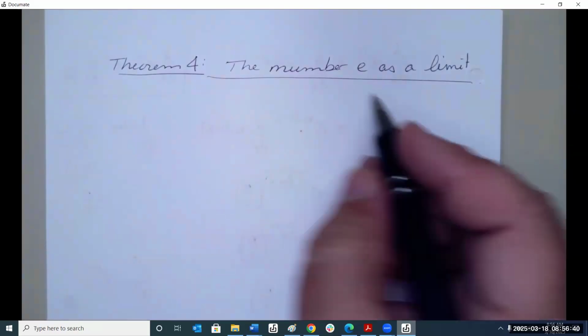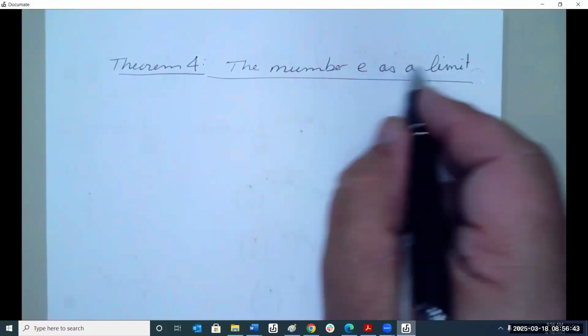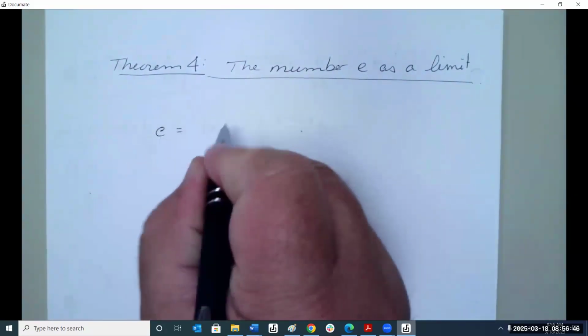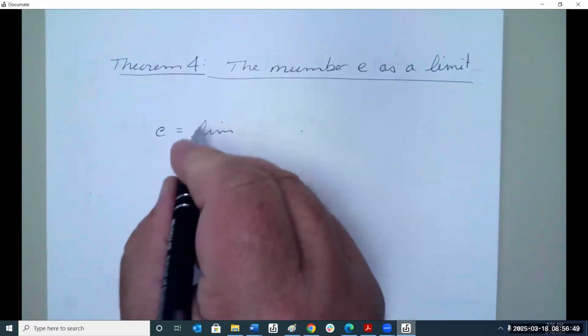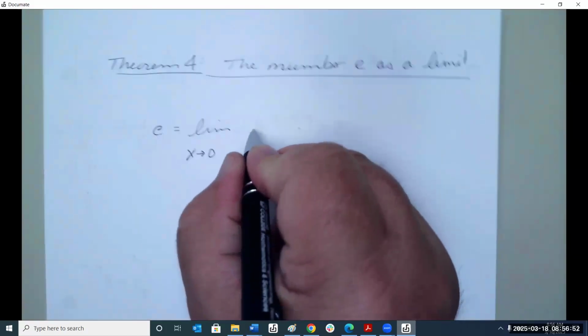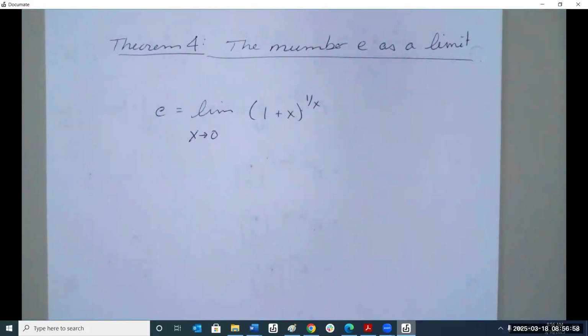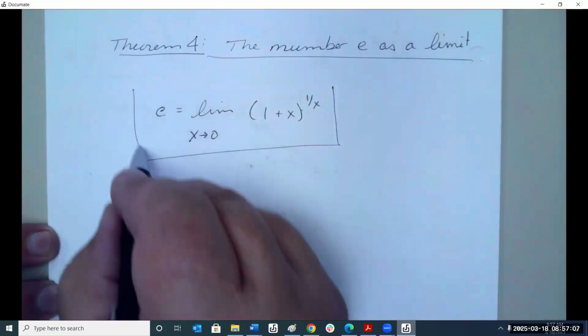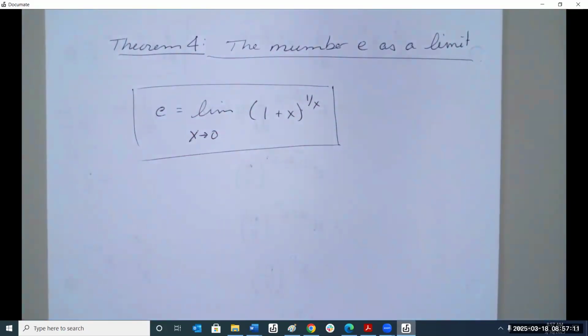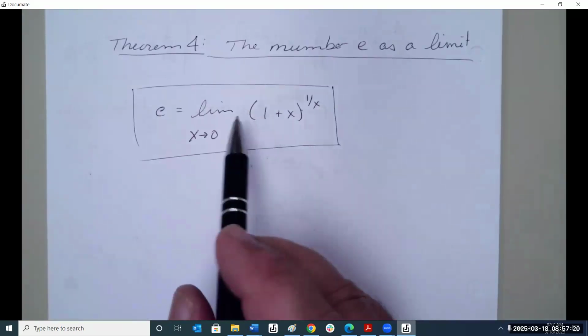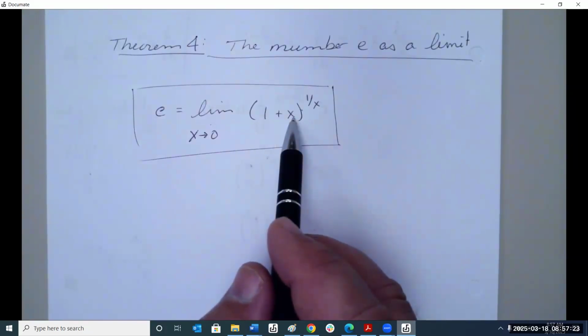So now, how do we define e as a limit? So e, remember, as x approaches 0, this is the formula that is defined as e. Because if you take the derivative of this side, then you get the function of e.